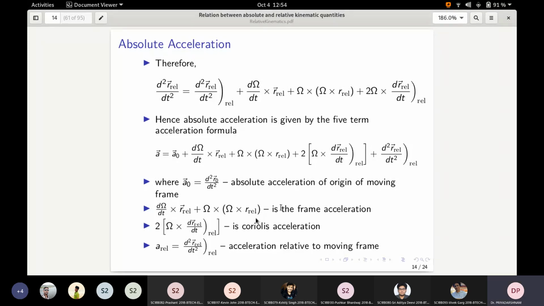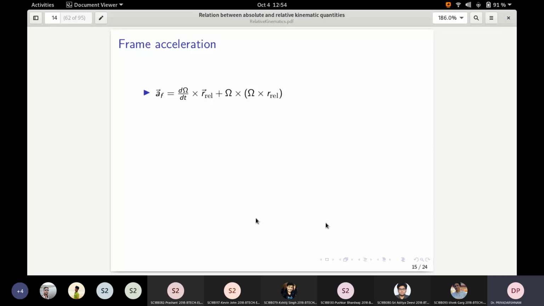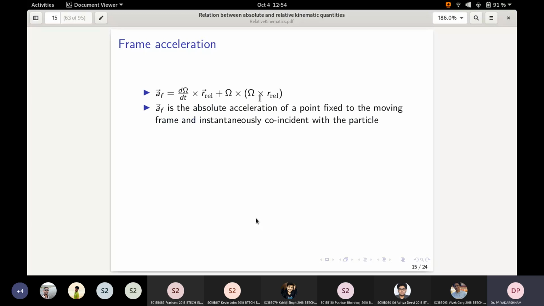Then you have the Coriolis acceleration, which we already indicated. So let us look at it in slightly more detail. D omega by dt cross RL, omega cross omega cross RL. One can imagine this quantity AF to be the absolute acceleration of a point which is fixed to the moving frame, like a person standing on the surface of the Earth, and it is instantaneously coincident with the particle. Basically, in a linear combination of computations, you set certain variables to 0 and then try to measure what is the other quantity. So it is in that context that this statement is made.